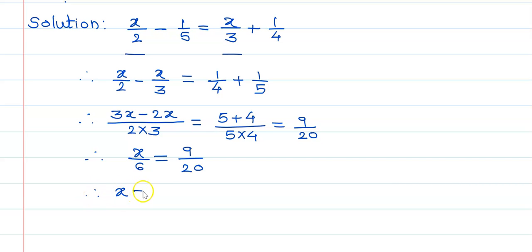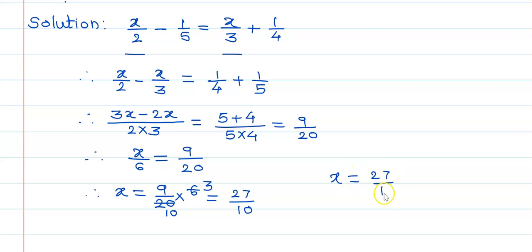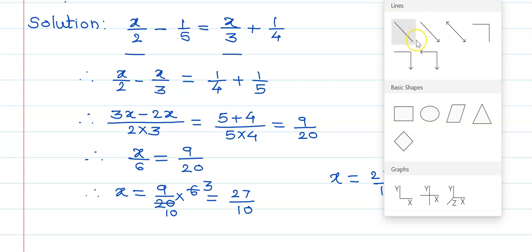Okay, exactly. Next we want to find the value of x, so x is equal to 9 upon 20 into, as this 6 is divided it will become multiplied, and therefore we simplify. 2 threes are 6, and 2 tens are 20, and 3 into 9 is 27. Therefore x is equal to 27 upon 10. This is the answer.